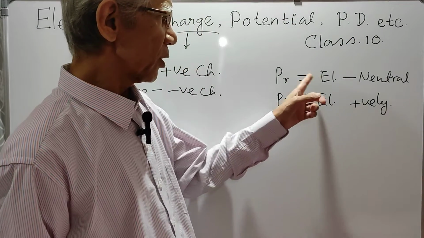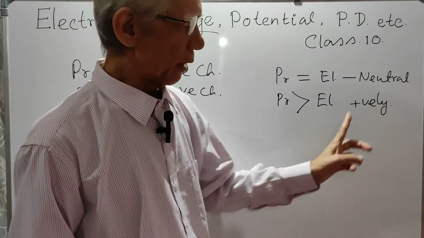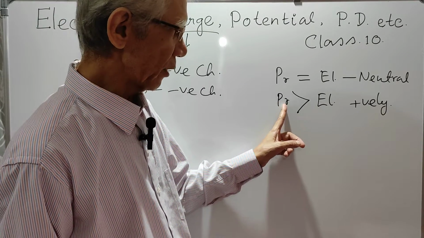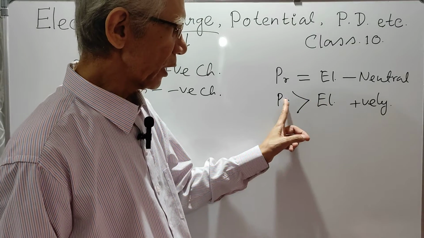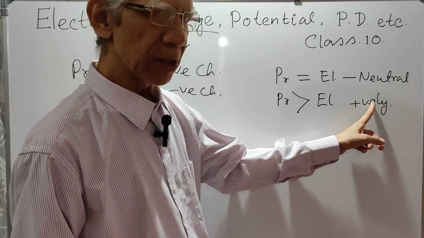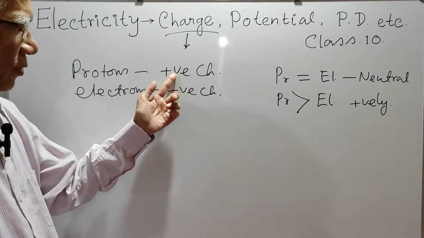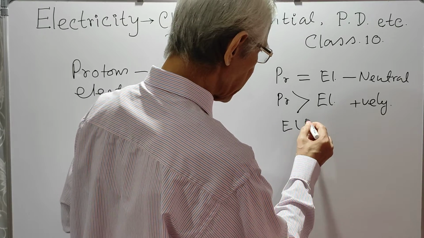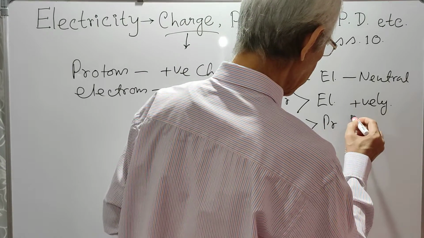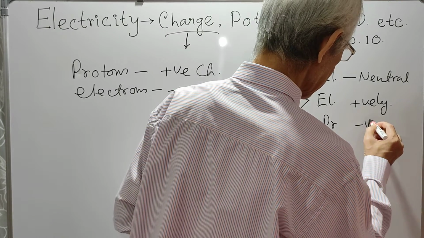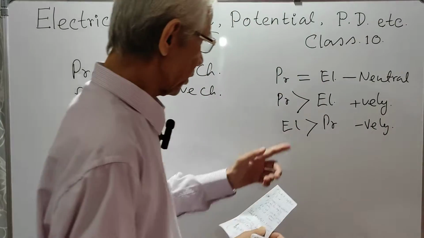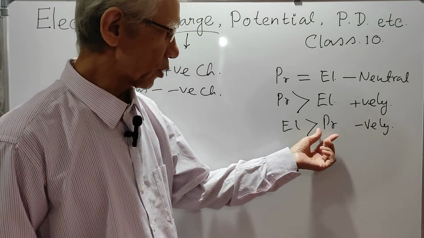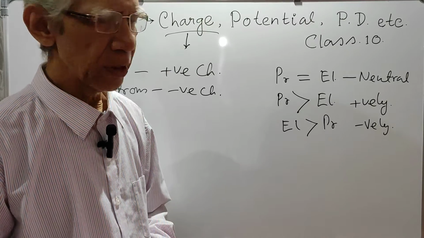So if there are equal numbers of protons and electrons, that body is neutral. But if there are greater number of protons and fewer number of electrons, number of protons greater than number of electrons, that body is called positively charged, because proton is positively charged, all right? But if the number of electrons is greater than the number of protons, then it will be what? Negatively charged, because electrons are negatively charged. So if a body has greater number of electrons than protons, that body is negatively charged, all right?